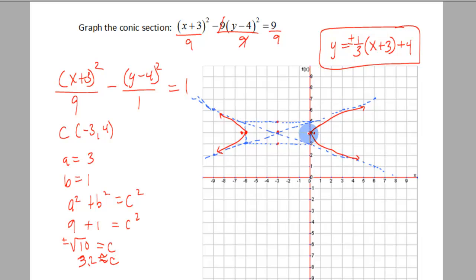And then what are our foci? Well, what is our center? Right here, add to the x value the square root of 10. So the exact answer of the two foci would be -3 plus or minus the square root of 10, 4, right? It stays on the 4, but it goes adding the square root of 10, and then subtracting the square root of 10. Those are the two exact answers of the foci.